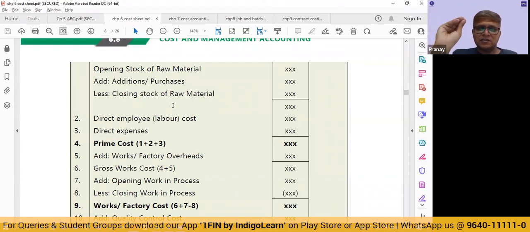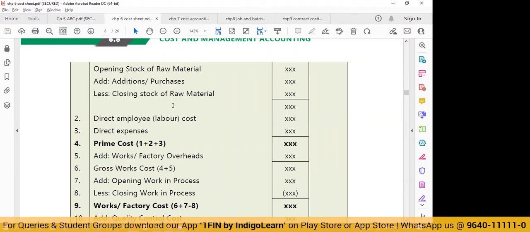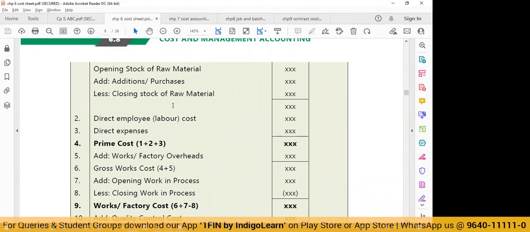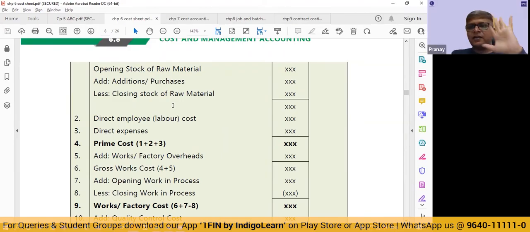So let's say amortized cost or design and development cost is given, and you are confused whether it should go as a part of direct expenses or as a part of factory overhead. So you have to write a suitable note saying design and development cost is assumed to be specifically attributable and therefore taken under direct expense. So you use the words specifically attributable in your assumption.